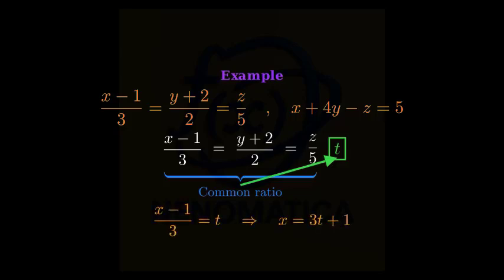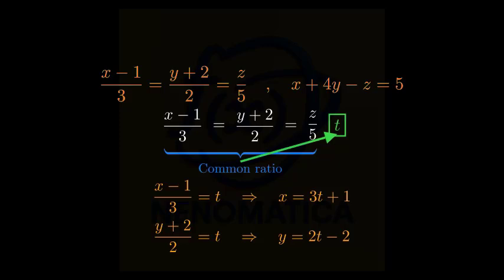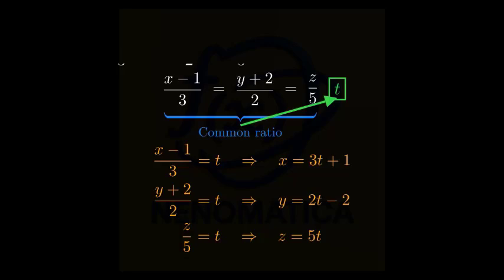From (x - 1)/3 equals t, we get x equals 3t plus 1. From (y + 2)/2 equals t, we get y equals 2t minus 2. From z/5 equals t, we get z equals 5t.